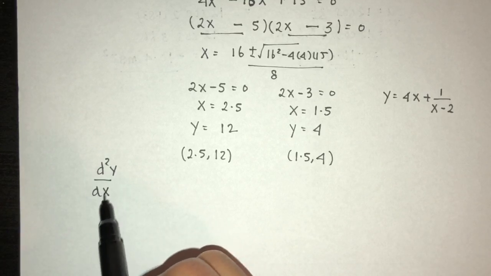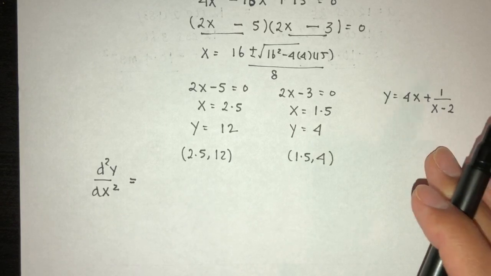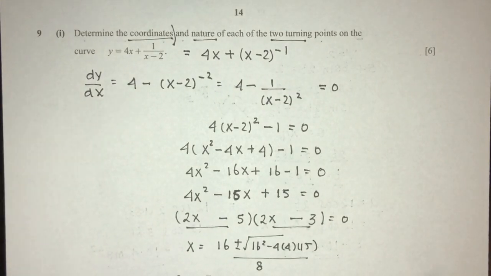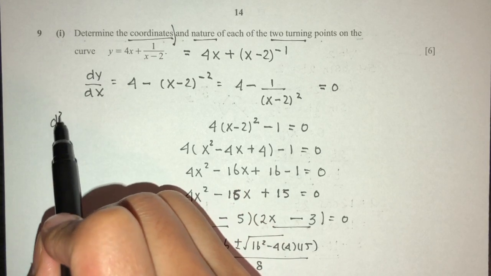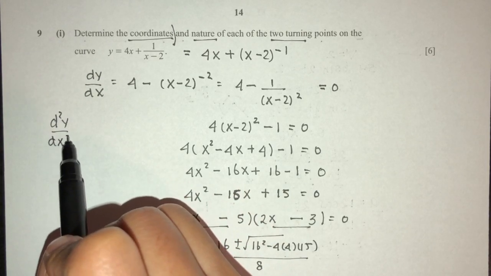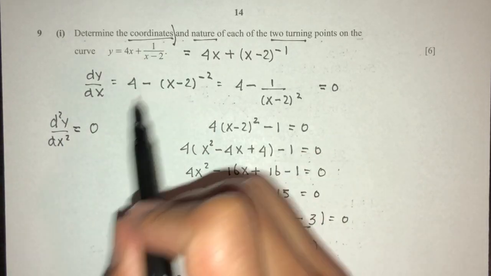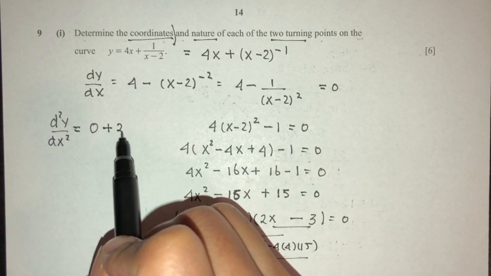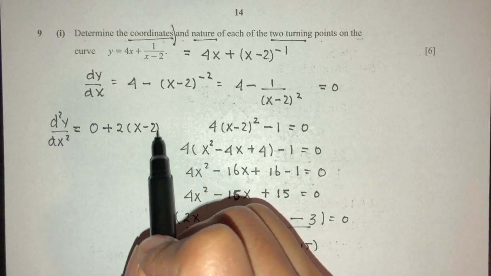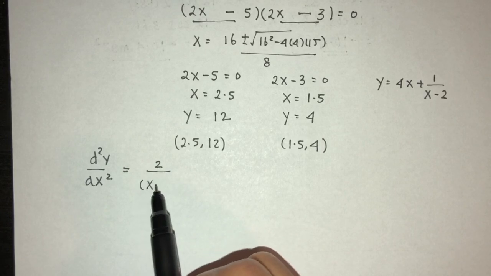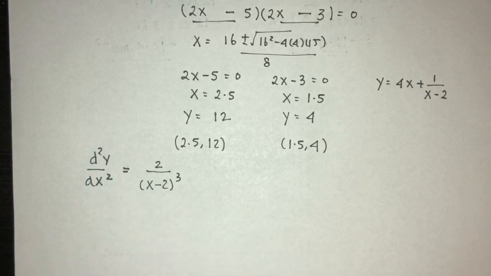d2y by dx2 is given by what? So we have to differentiate dy by dx. So let's do this here. So d2y by dx2: the first one is a constant that becomes 0. Then we have plus 2x minus 2 power minus 3. So that is 2 over x minus 2 power 3.